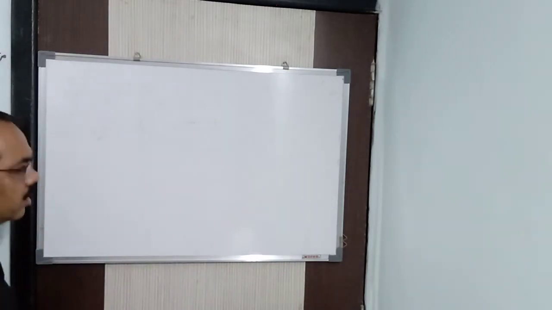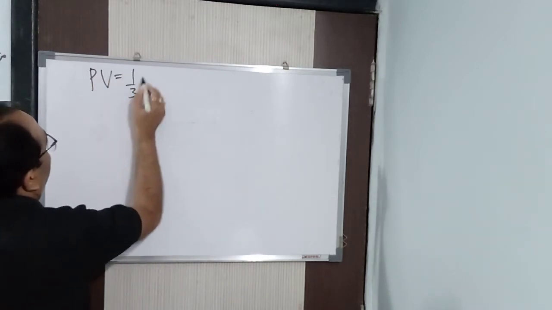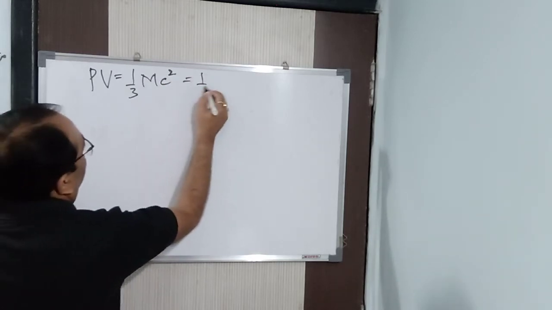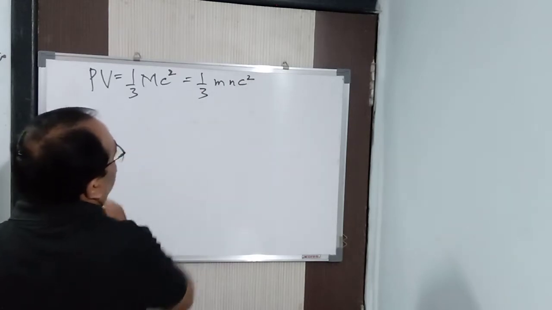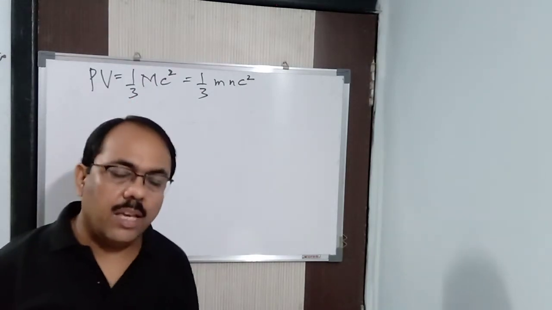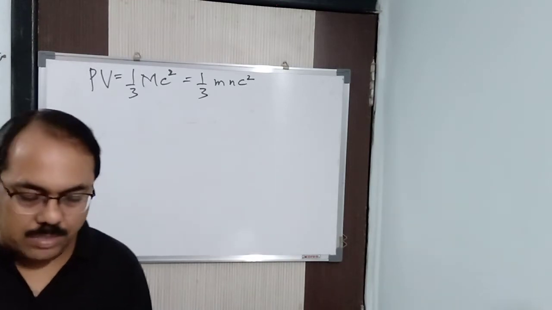Now see here. I have said PV is equal to 1 by 3 mc square, or I also wrote it as PV is equal to 1 by 3 mnc square, right? Where mn is nothing but the mass of 1 mole of the gas. We can say that.